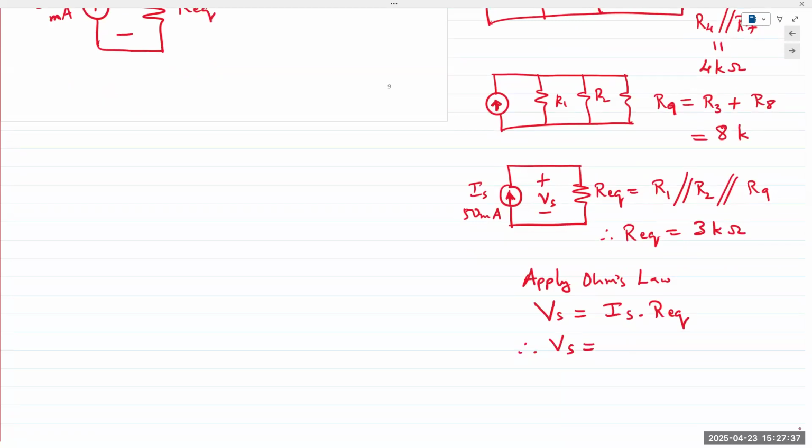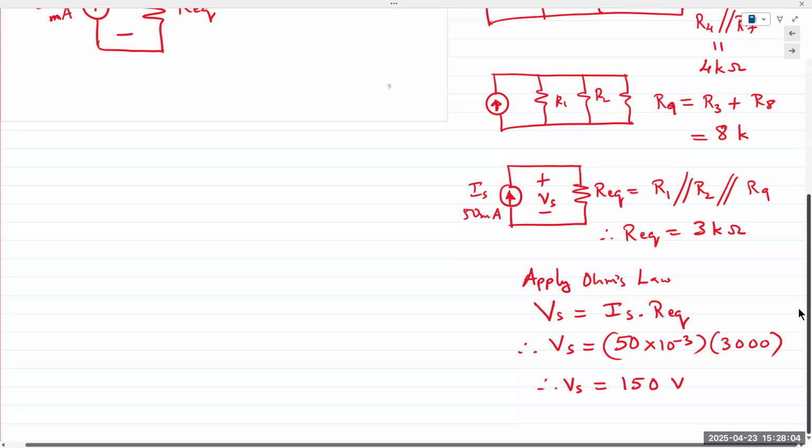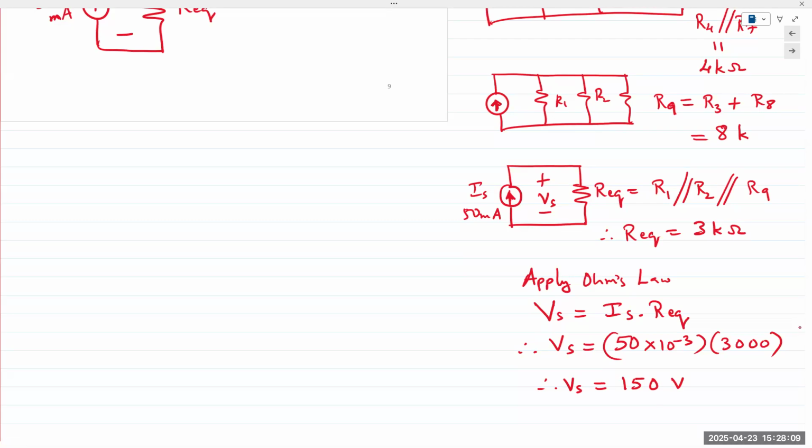Therefore, VS is equal to 50 into 10 raised to minus 3 into REQ, which is 3000. So obviously 10 raised to minus 3 and 1000 cancel out. 3 times 50 is 150 volts. So 3000, 3K, IS is 50 milliamps, and it's 3000, 3 times 50, 150.